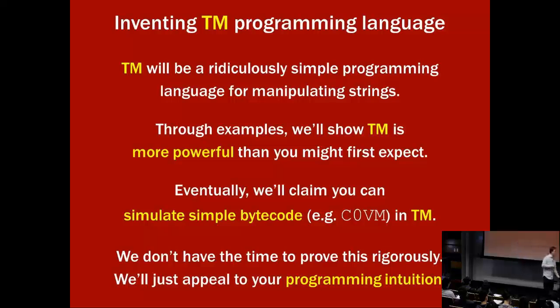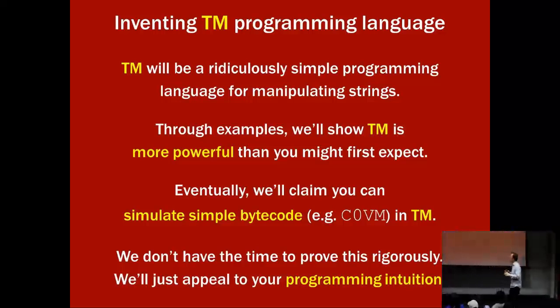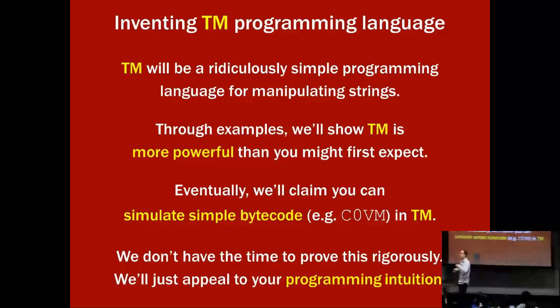Okay, so let's try to talk about inventing this totally minimal TM programming language. It's going to be a ridiculously simple programming language, which is all about manipulating strings. And what I'm going to eventually do is, through examples, show that it's actually more powerful than it looks at first. You can really do a lot of basic programming tasks with it. In fact, I'll eventually argue that it's powerful enough that you could even simulate some C0VM or some assembly language with it, and therefore also all of C and Java and everything.